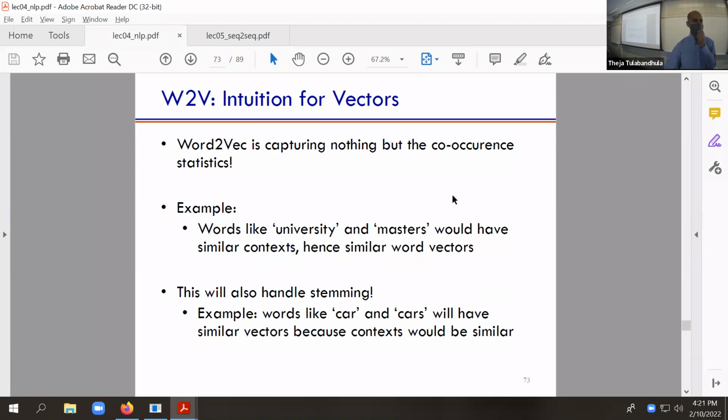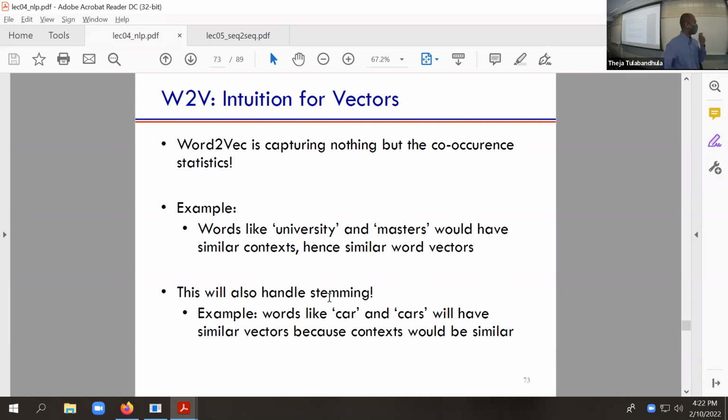Yeah, so this slide is not saying much. In general, we are capturing the co-occurrence statistics that we just discussed. For example, words like university and masters would appear in similar contexts and have similar word vectors. They don't have to be cat and dog. It may not be synonyms. For example, antonyms could have similar word vectors as well.